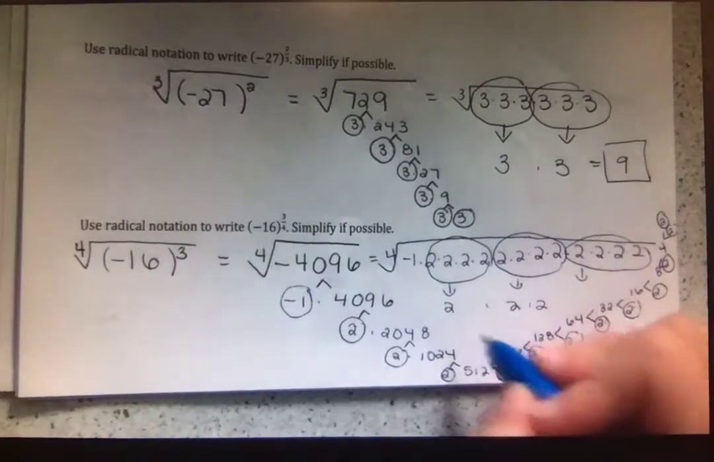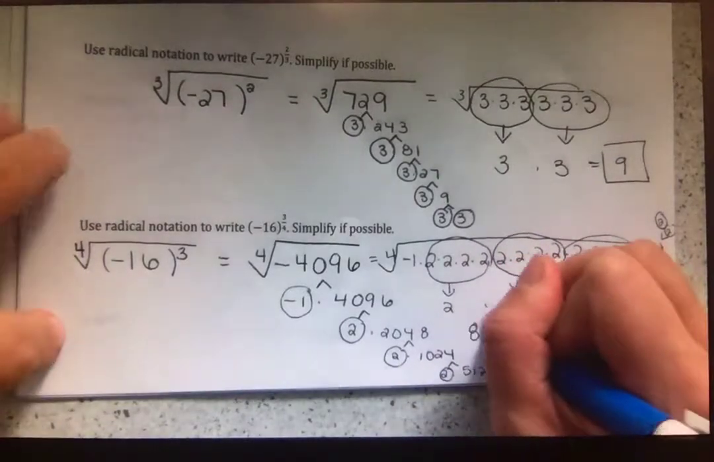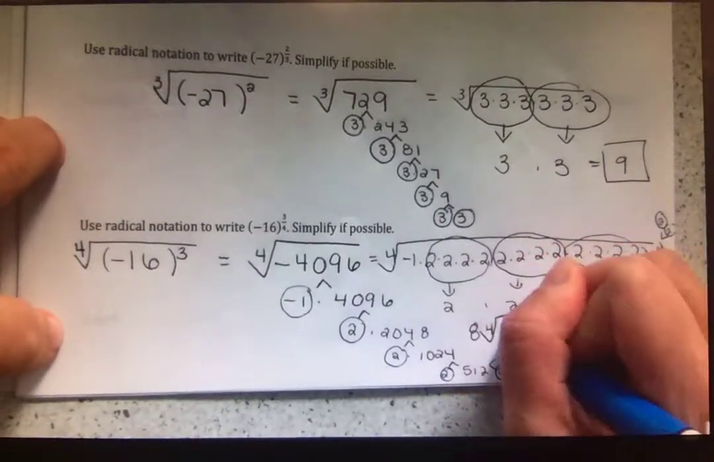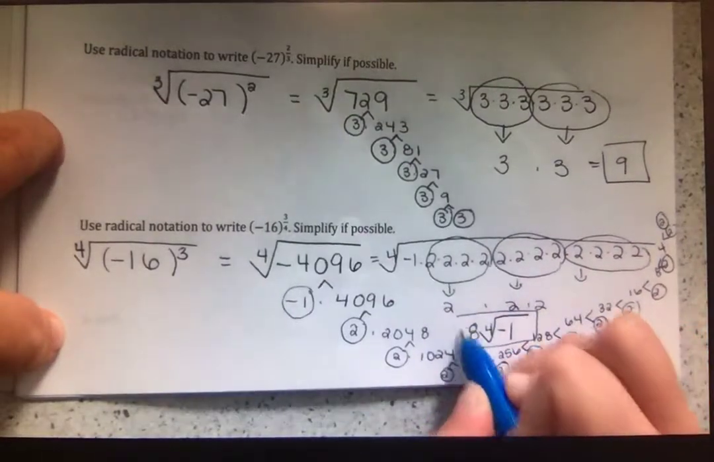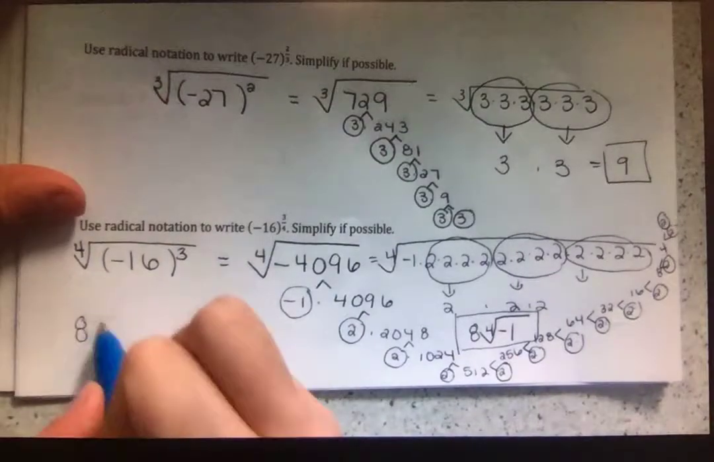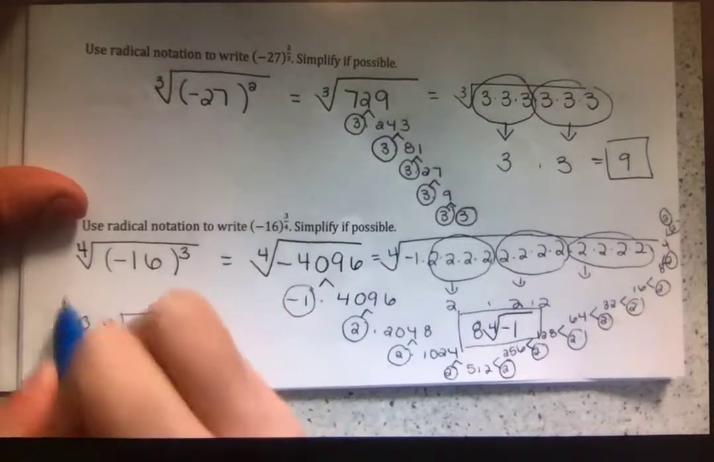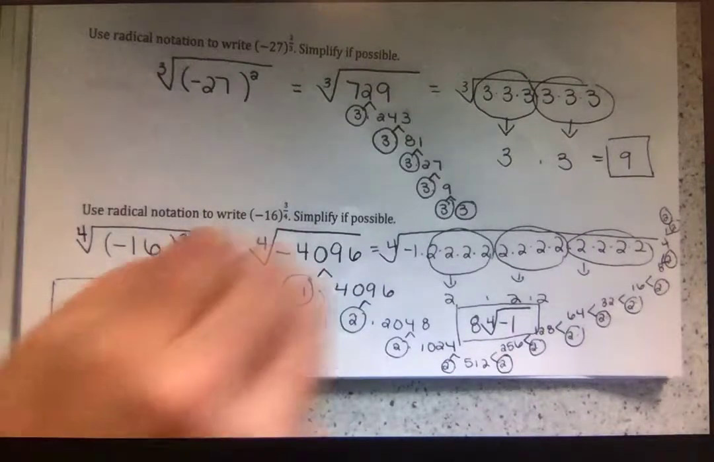So outside the radical, we have 2 times 2 times 2, which is 8. Underneath that 4th root, we still have that -1, so it's going to stay underneath the radical. And that's our final answer. So 8 times the 4th root of -1 is our final answer. Next page.